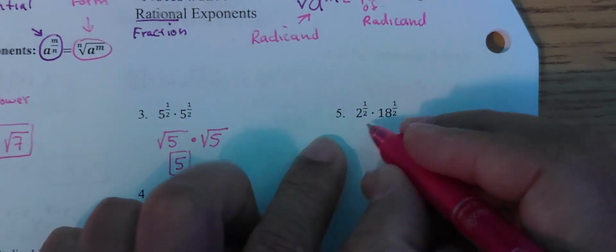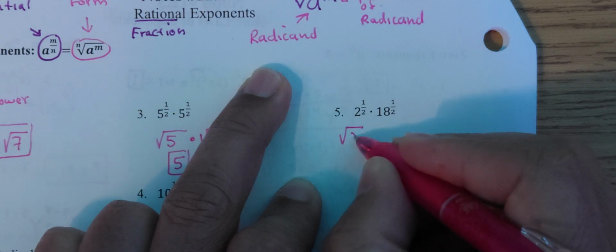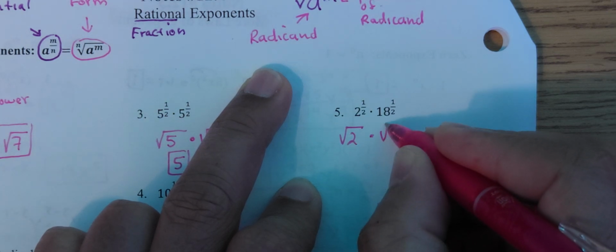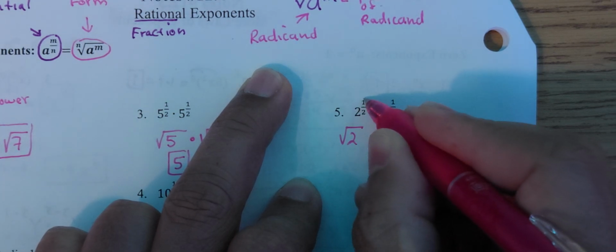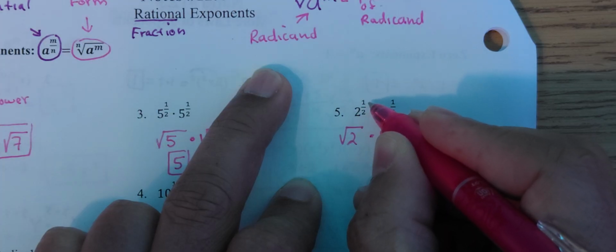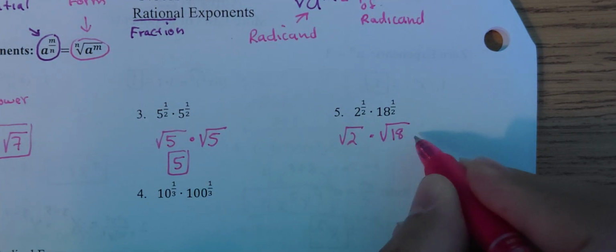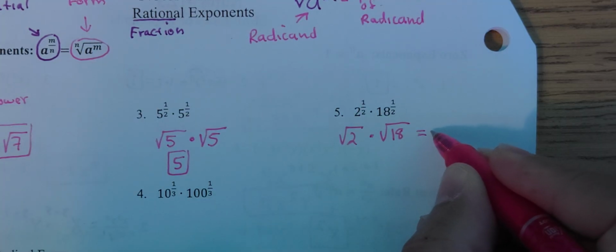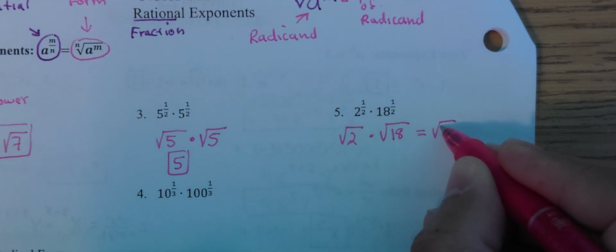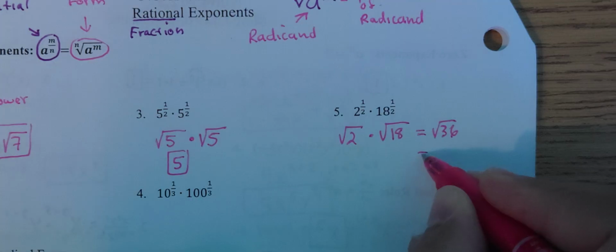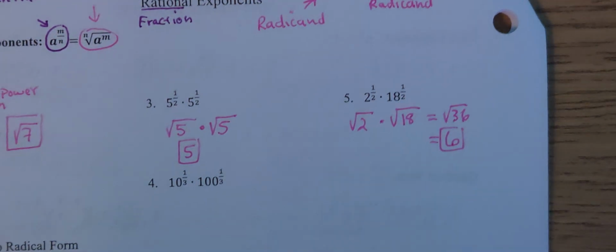What about this one? We're multiplying the square root of 2 times the square root of 18, because they have the same rational power, which is 1/2, and that's the square root. Then you multiply 2 times 18, which equals 36. The square root of 36 is equal to 6, so this simplifies to 6.